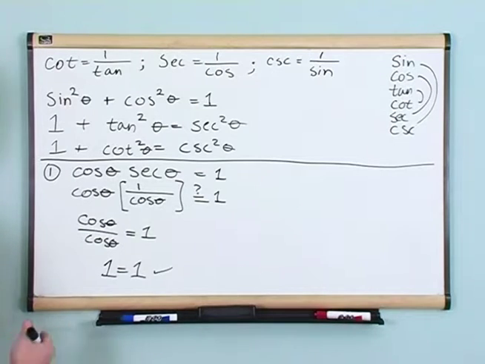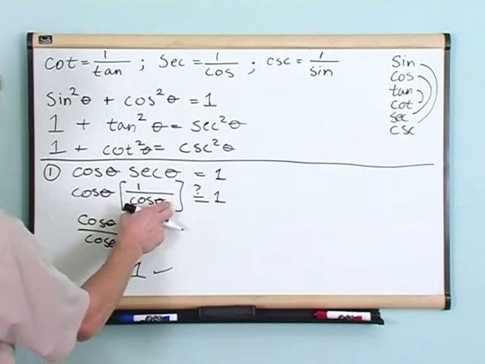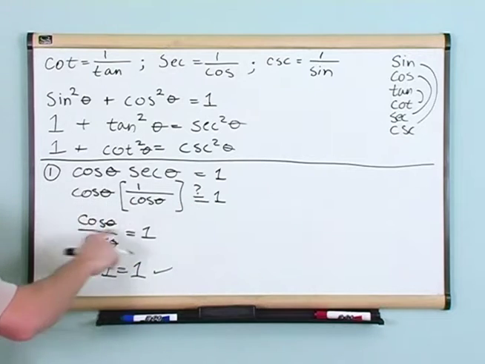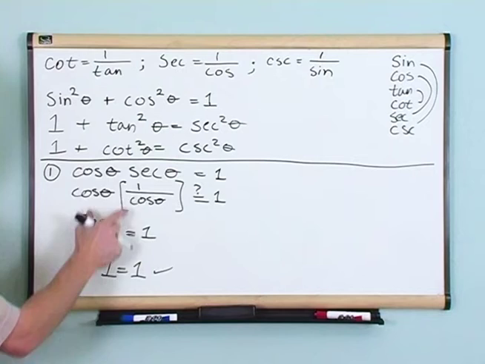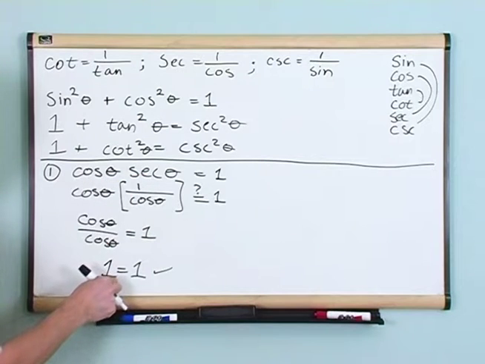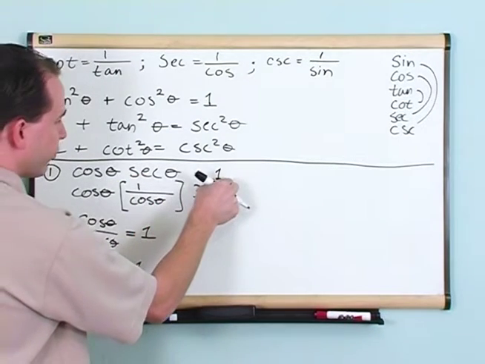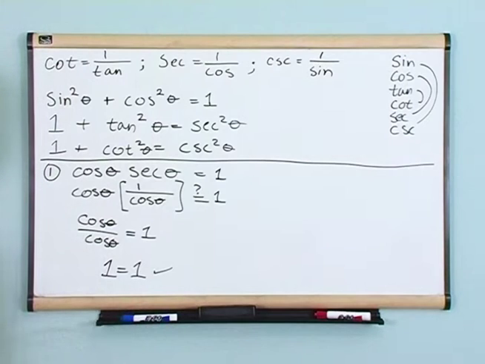The reason I know it's true is because I use one of my identities to plug it in, manipulate the left-hand side of the equation, and reduce it to prove to myself that the left-hand side of the equation was in fact equal to 1, which is what the initial problem told me that it should have been equal to, which is 1.